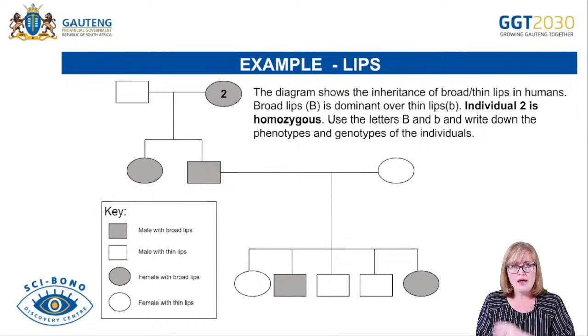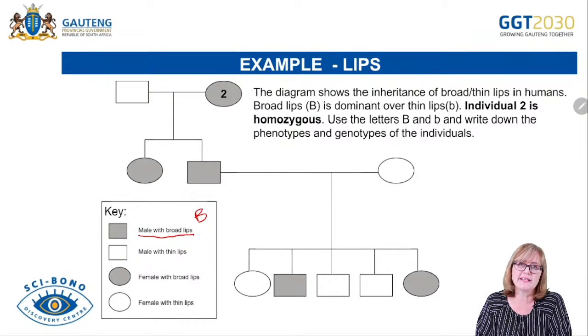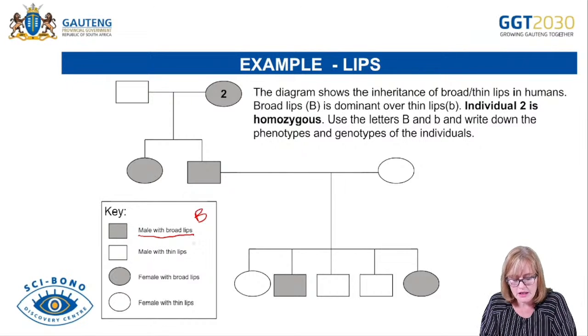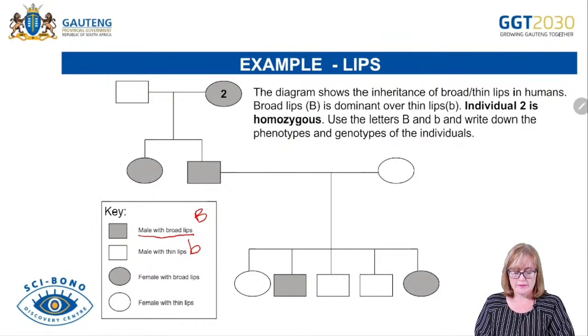So if you have luscious, big, broad lips, you are dominant. Right, dominant trait. So this guy here, male with broad lips, will have the dominant trait. Thin lips like mine, again, recessive. I'm like a recessive person. Then they will have a small b. All right, small b. And I just want to reiterate this.